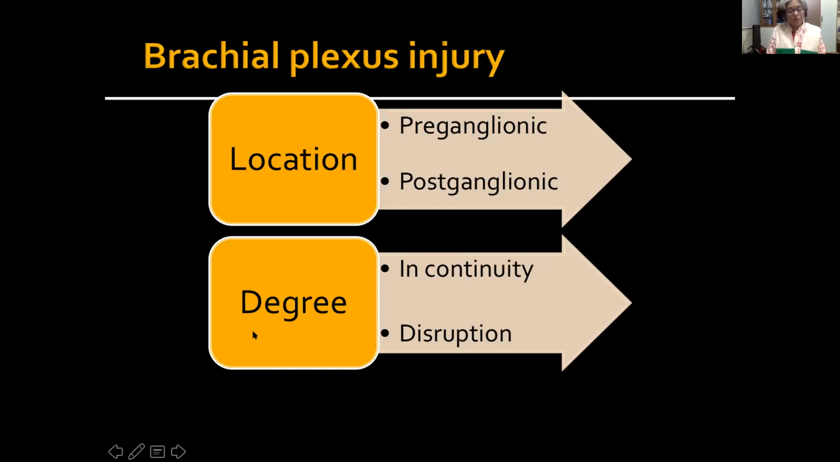The second thing they want to know is, what is the degree of injury? Okay, it is postganglionic, fine. Is it in continuity? Is it just a neuropraxic injury? The nerve has got stretched, it's got edematous, but it still continues. That means with rehab, with time, it will recover. Or is it disrupted? If it is not in continuity, if it is disrupted, then the surgeon needs to go in, might do nerve graft, nerve repair, whatever the case may be. So these are exactly the two things they want to know. Preganglionic or postganglionic? Is it in continuity or is it disrupted?